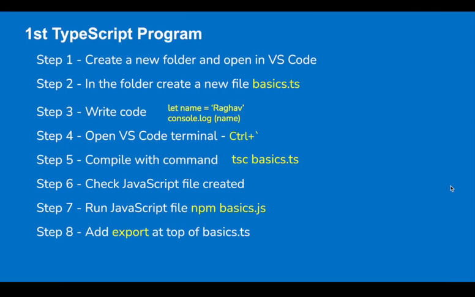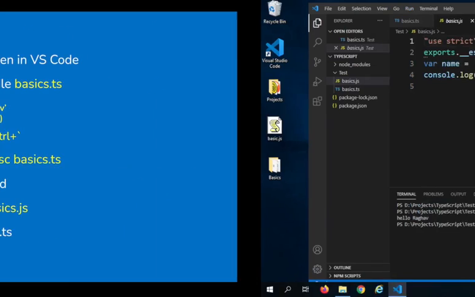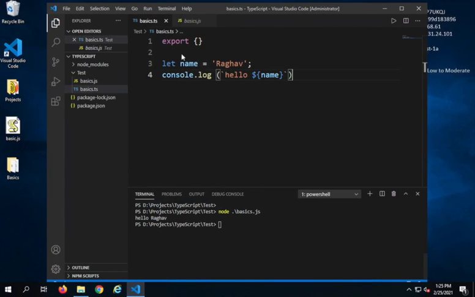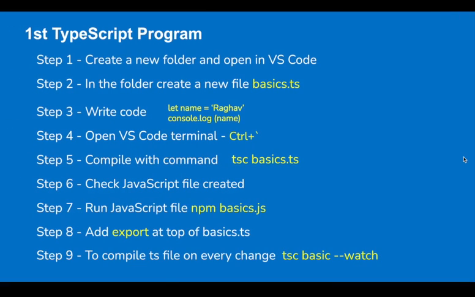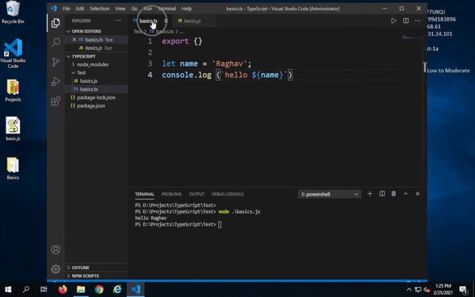So this is step number 7, and step number 8 is adding an export statement at the top because we were getting the errors, which we have already done earlier. This is the export statement we have added. And then step number 9 is, if you see here, if I make any changes to my TypeScript, let us say instead of hello, I say good morning. Now if I go and run my JavaScript file directly, you can see it is still saying hello Raghav. So I will again have to compile it and then I have to run the JavaScript file.